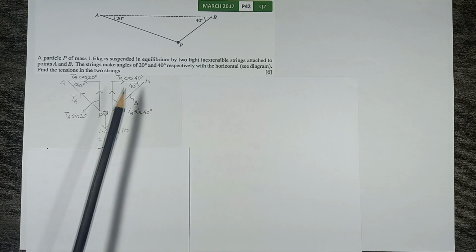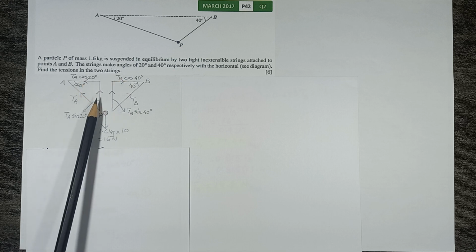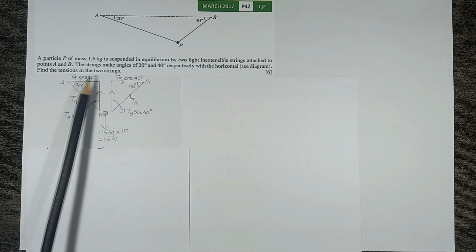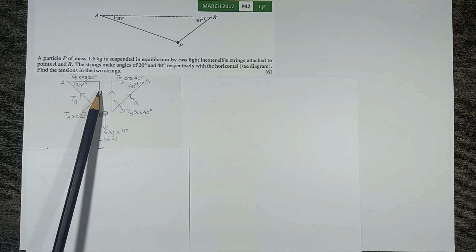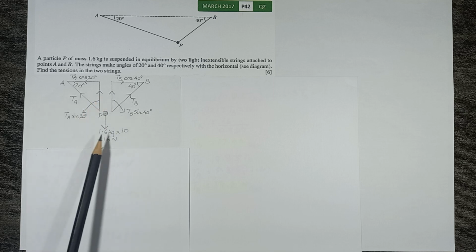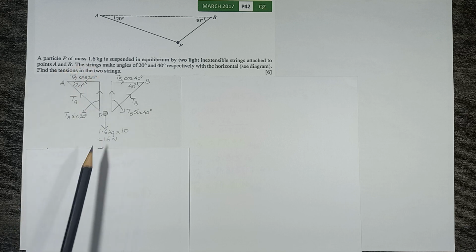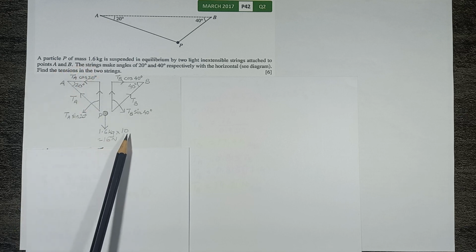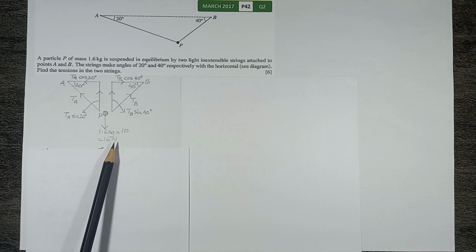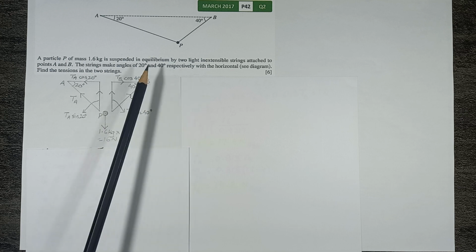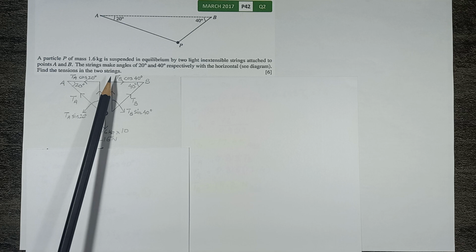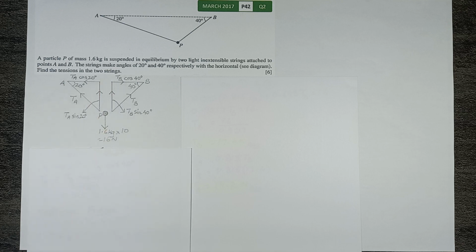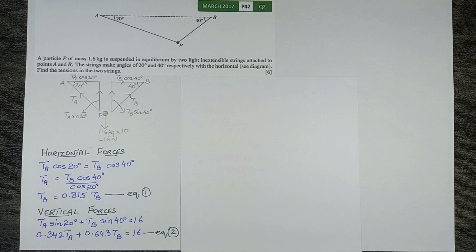Now we have the horizontal components and the vertical components. We have two horizontal components, which are opposite to each other, and two vertical components that are pointing upward, and one vertical component which is the weight of the particle. The mass is 1.6 kilogram, and to convert it into Newtons we multiply it by 10, and that would be 16 Newtons, pointing downward. Because the condition is equilibrium and we have to find the tensions in the two strings, we work out based on horizontal and vertical forces.